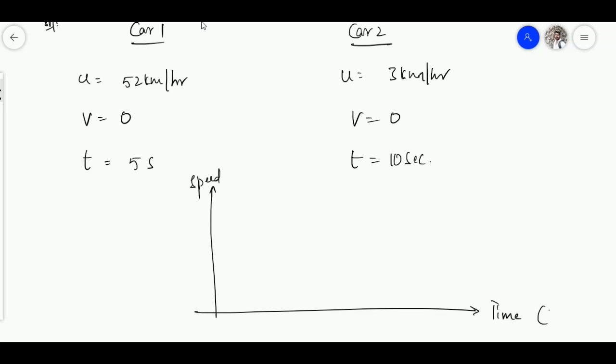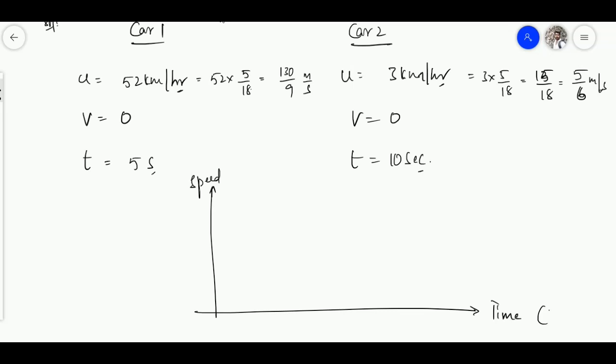But coming to the units, here the speed is in kilometers per hour, and here the time is in seconds. So let's convert this into meters per second. So 52 into 5 by 18, and here it will be 3 into 5 by 18, 15 by 18, and it comes out to be 130 by 9 meter per second. And here we can simplify with the 3: 3 5s 3 6. It is 5 by 6 meter per second. So now everything is fine.